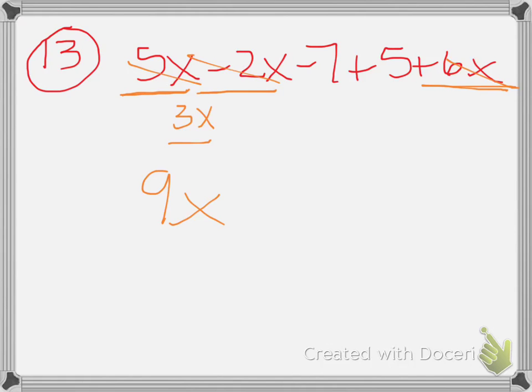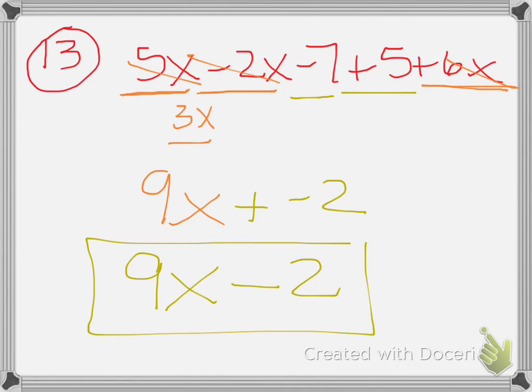And now the negative 7 and the positive 5 are alike, and negative 7 plus 5 is negative 2, so I can write plus a negative 2, or I could just write that as 9x minus 2, like that. Either one of those is fine. Okay, so that one or that one, those are the same thing.